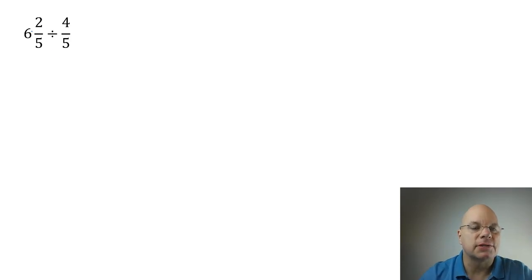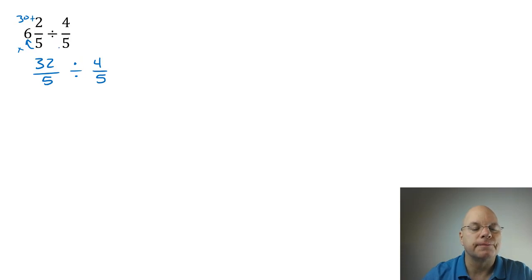If we have a mixed number in our division problem, and I go into this more in the multiplying fractions video, we're going to convert this to an improper fraction first. So 6 2/5 will be equal to 5 times 6 is 30, plus 2 is 32. So 32/5, because the 6 wholes was 30/5. 30 divided by 5 is 6. So 30/5 and 2/5 is 32/5 divided by 4/5.